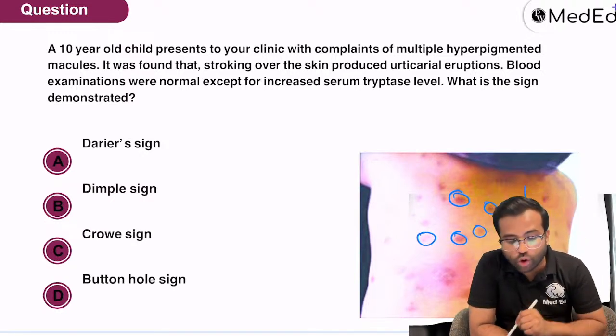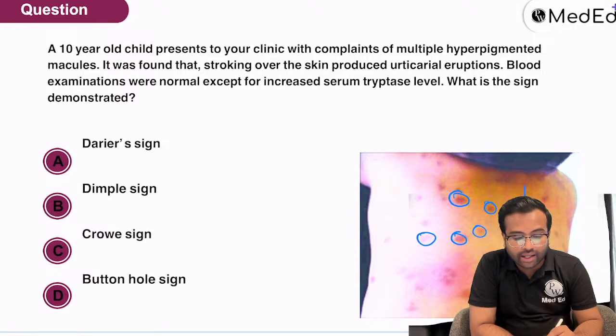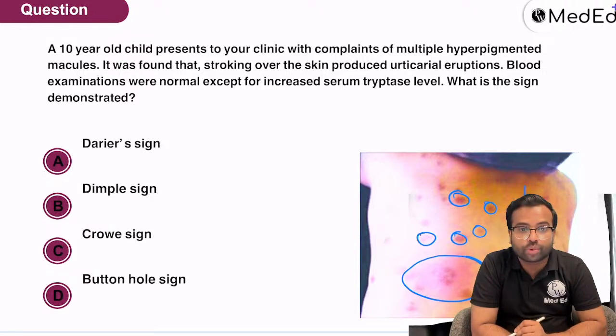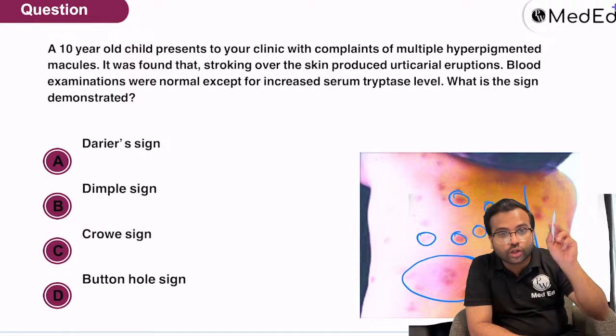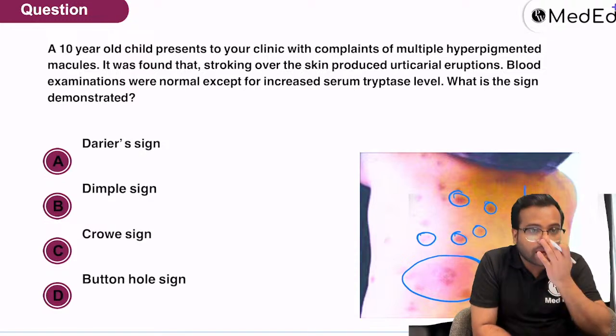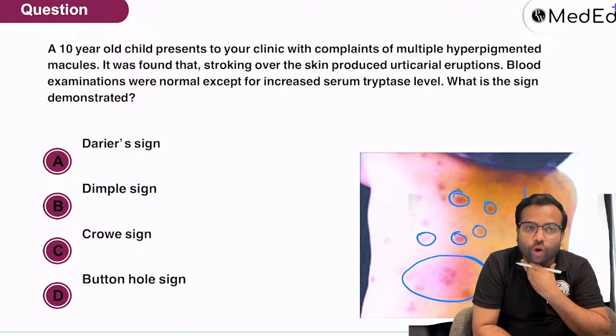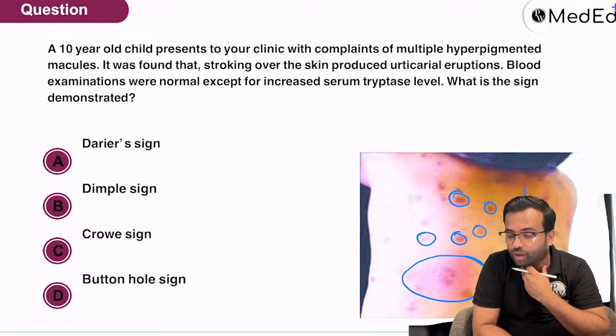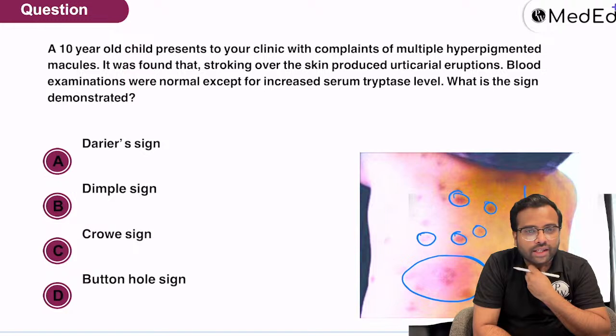If I just stroke over the skin, you can see that there is a urticarial wheal which is produced here. That is probably because of stroking over the skin. And all the blood examinations were normal except for increased serum tryptase level. What is the answer? Dharmesh is asking, is it Darier sign? Anybody else who would like to add to it? What is the name of the sign that is demonstrated?